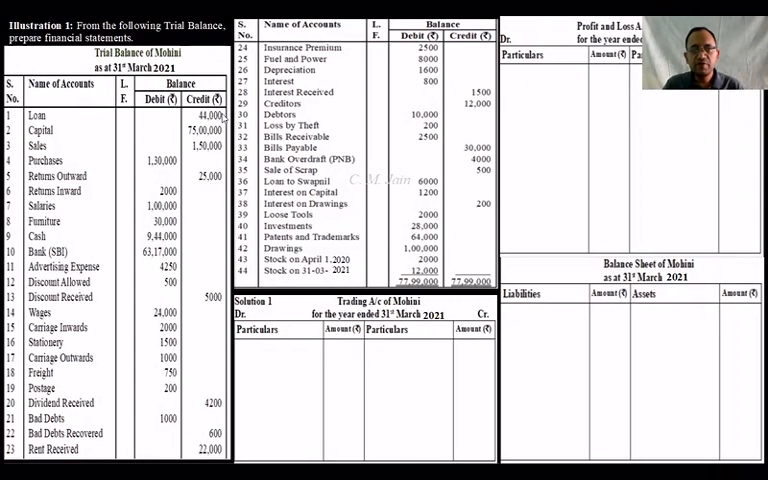The balance 44,000 rupees is appearing in credit column. That means it is a loan taken, it is a liability. So it will come in balance sheet liabilities side. Loan 44,000.